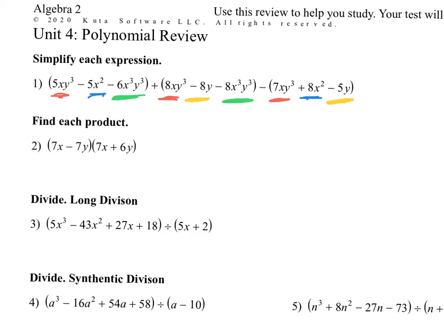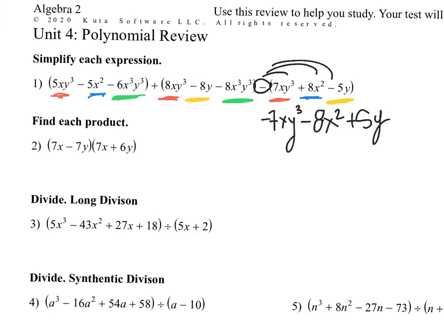Okay, so let's follow those colors, but the first thing I need to do is look between my parentheses and see if I'm adding or subtracting. I'm adding here, so I don't need to do anything there, but I'm subtracting here, so I need to change all of my signs. So negative 7xy cubed minus 8x squared plus 5y.